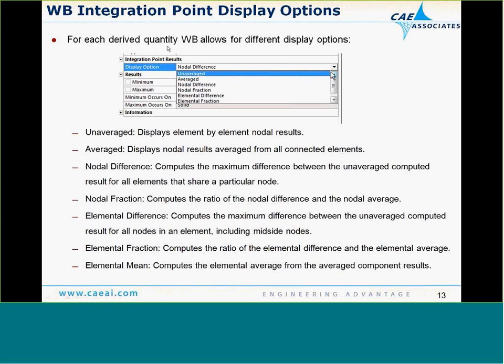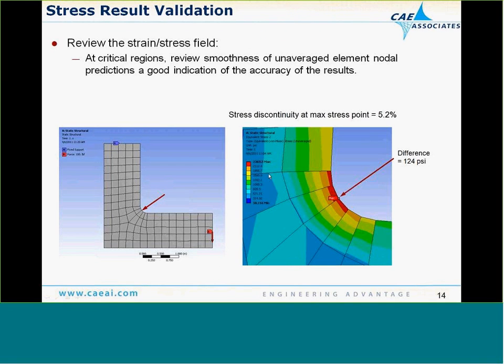So if we go in Workbench and we go under any display of stress or strain, we have a display option here. And the choices are unaveraged, average, nodal difference, nodal fraction, element difference, element fraction, or element mean. The default is averaged. So we are looking at, as I said, an average value at each node. That means somewhere some value is actually higher than that. To get a better understanding, we should be reviewing not just the average results, but also the unaveraged results. And we do that, we may see something like these two elements disagree on the value at this node.